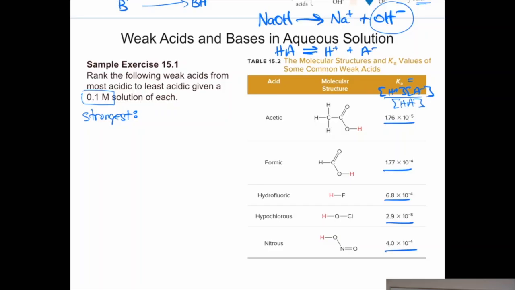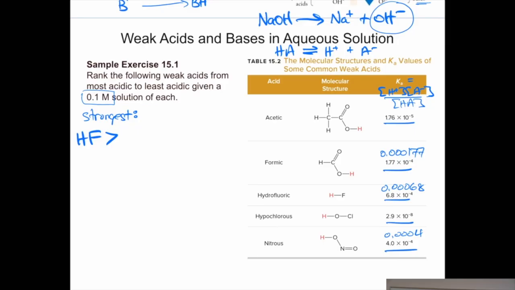Put them into floating decimal, right? This is 0.000177. This is 0.00068. And this is 0.0004. Now can you tell which one is the larger one? Hydrofluoric. So we know that hydrofluoric, HF, is the strongest, followed by, and you just go in sequence.